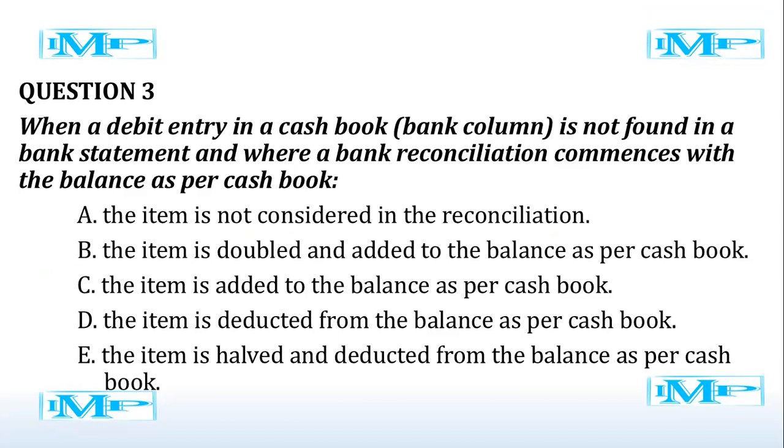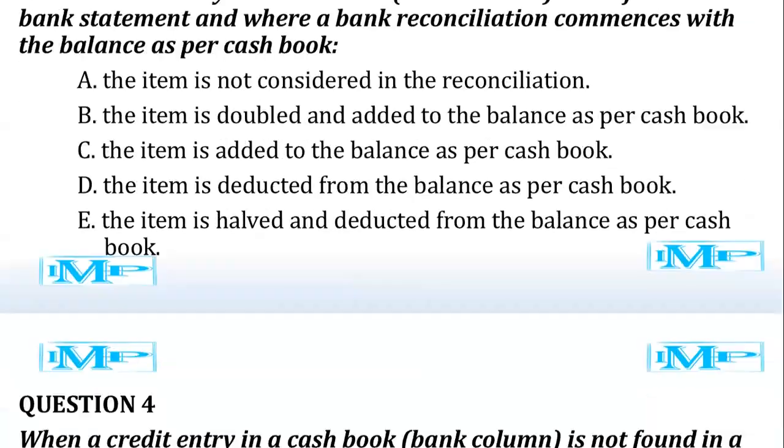When a debit entry in the cash book is not found in the bank statement and the reconciliation commences with the balance as per cash book, the item, that is the amount of the debit entry, is deducted from the balance as per cash book. As the balance as per cash book is more than the balance as per bank statement, in this case, a deduction is done to bring the balance as per cash book to sameness with that of the bank statement. D is the answer to question number 3.